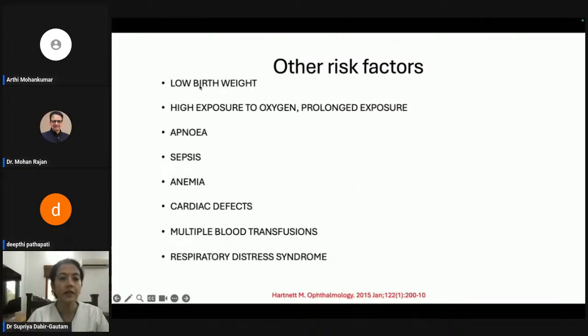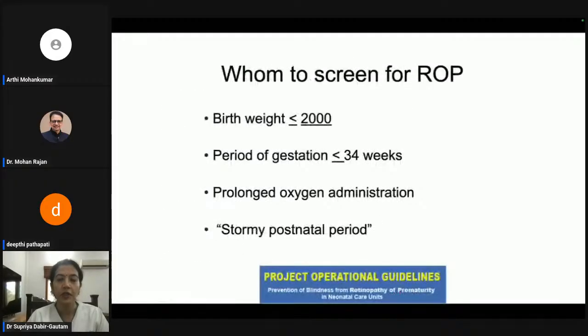The other risk factors are low birth weight, high exposure to oxygen, prolonged exposure to oxygen, apnea, sepsis, anemia, cardiac defects, multiple blood transfusions, and respiratory distress syndrome. Now, who are the babies that we screen for ROP? Those with birth weight of less than 2,000 grams, a period of gestation being less than 34 weeks, who've had prolonged oxygen, or a stormy postnatal period.